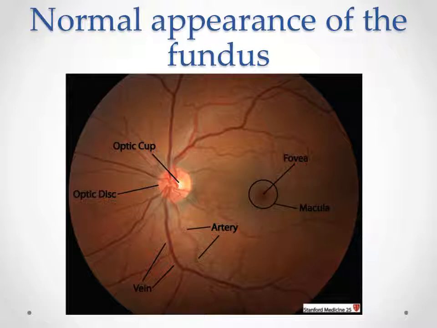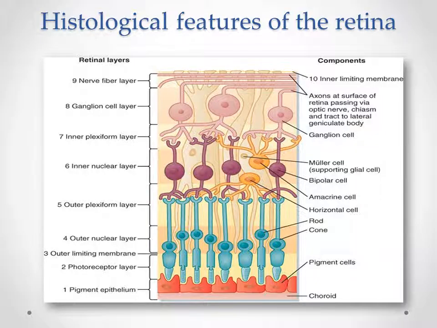As we see, this is the normal appearance of the fundus. When you examine the fundus, you have to comment on the optic disc, including the optic disc cup. You can comment on the retinal blood vessels, arteries, veins, of course, macula and the fovea.